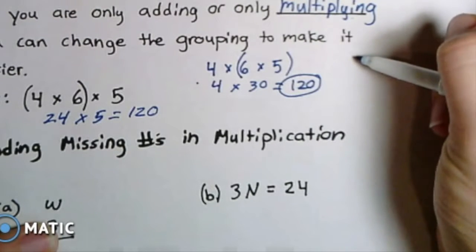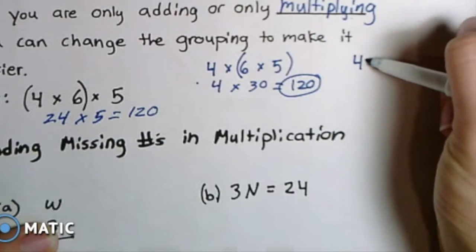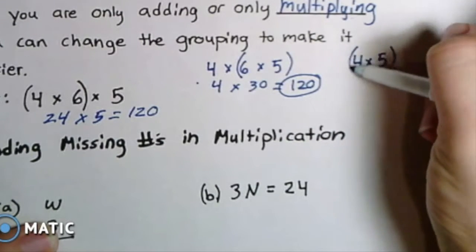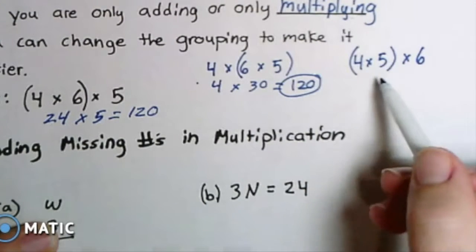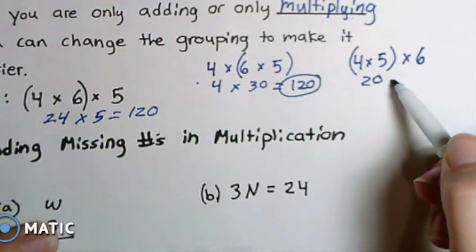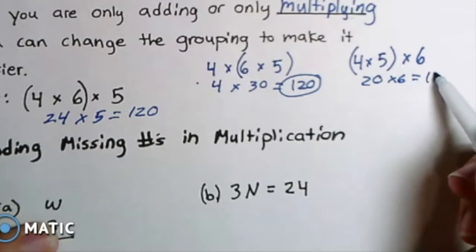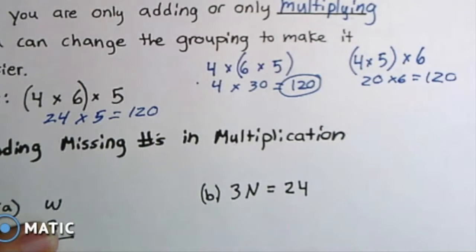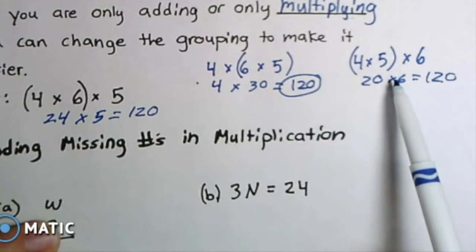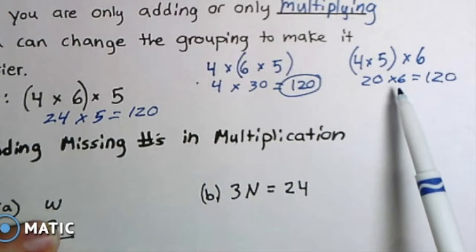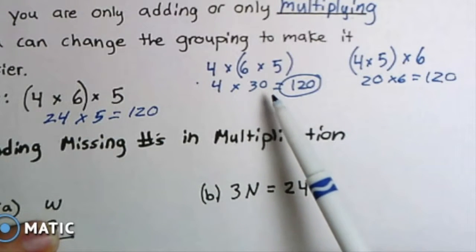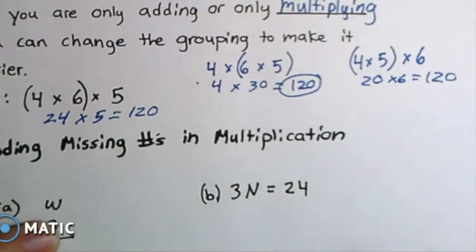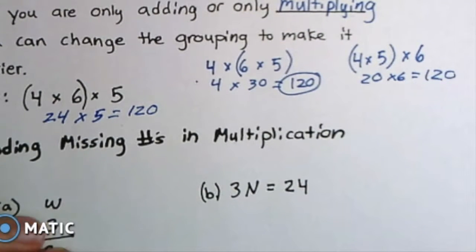Or I could even group it this way. I could even do 4 times 5 times 6. So 4 times 5 is 20, and 20 times 6 is 120. 6 times 2 is 12, and add a 0. So all of these are correct. In this one, I use the commutative property and the associative property by changing both the order and the grouping, whereas in this one, I just changed the grouping around. So that is the associative property of multiplication.